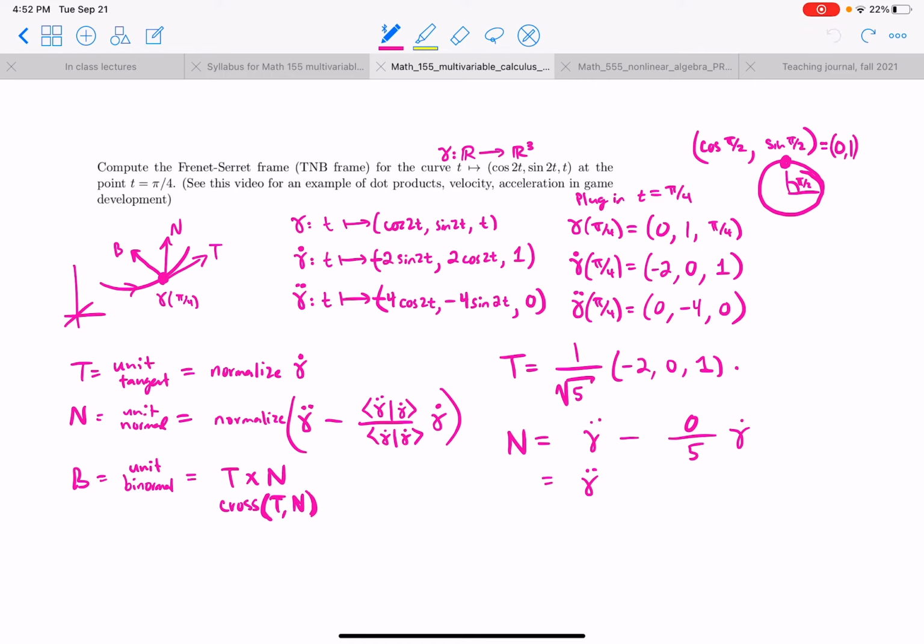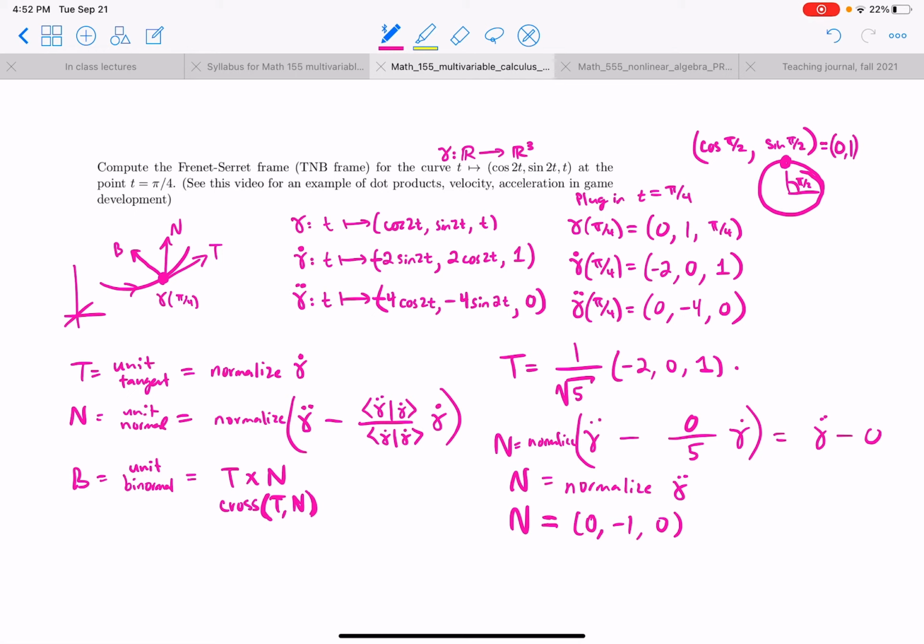And so all we have to do now is normalize gamma double dot, because this was just gamma double dot minus 0, this whole thing. Okay, so normalize it. Well, we know gamma double dot is right there. Normalize it, and we just divide by 4. It's pretty clearly going to give a normal vector: 0, minus 1, 0. And that is N. I guess I wrote N equals, that's not right. So N equals normalize all that stuff.